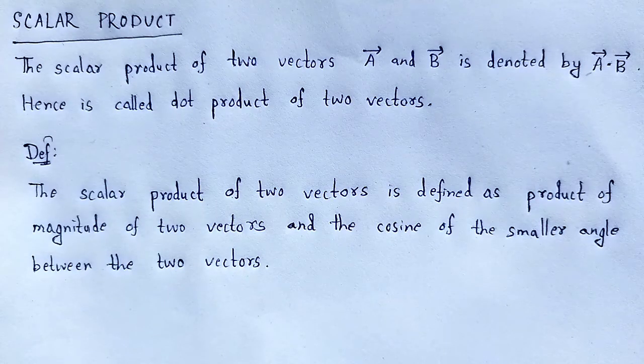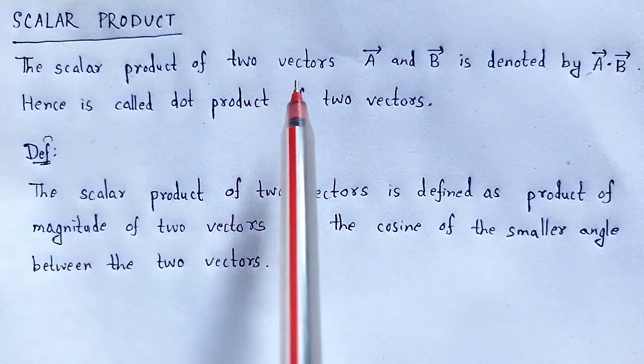In this video, we are going to discuss scalar product. Let's begin. There are two types of product of two vectors. One is scalar product and another one is vector product. Scalar product, or we can say dot product, and vector product, or cross product. In this video, our discussion object is scalar product. So what is scalar product?